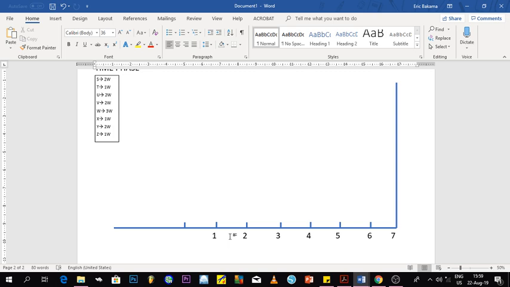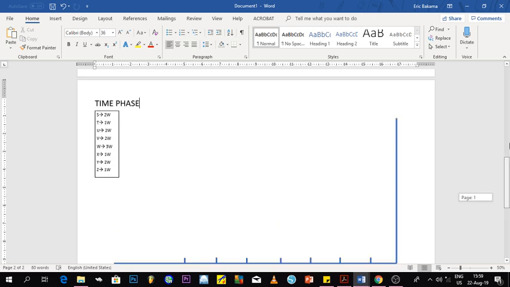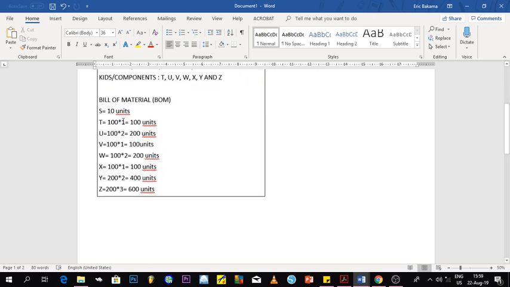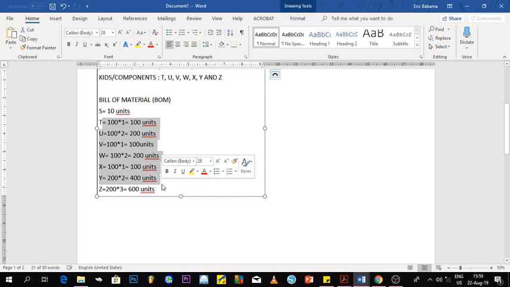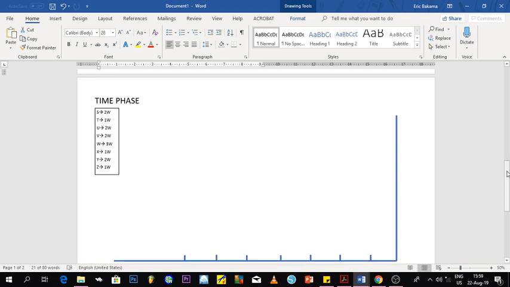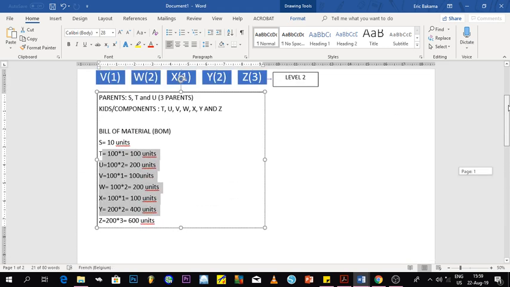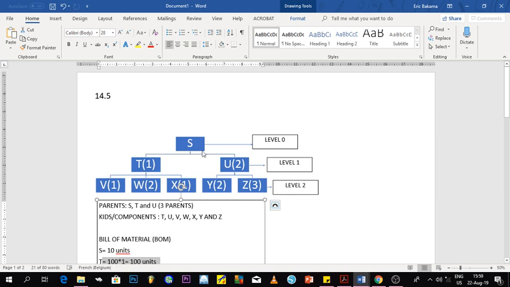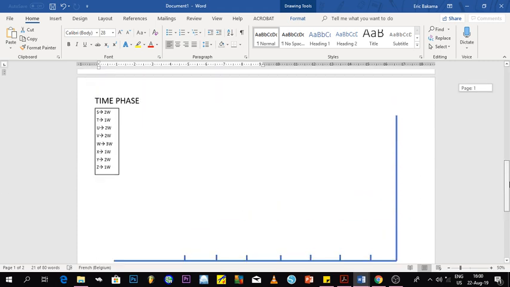Remember that the aim of MRP is to make a plan to determine when a product is needed and how many. Based on the bill of material here, we know already how many, but now the time phase needs to tell us when it is needed. So in this case, how do we go about it? We just draw the same thing here, but we flip it to go on the right.